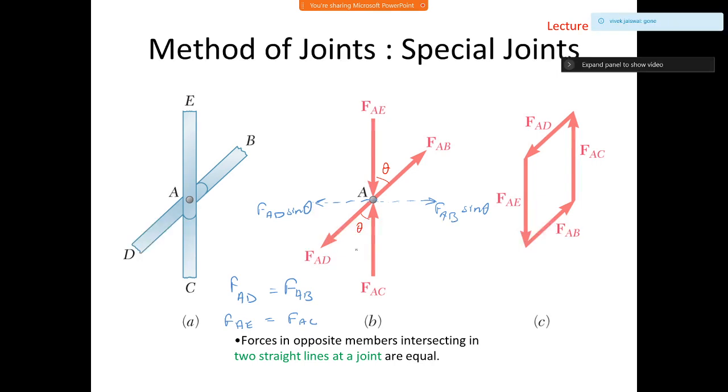Therefore, from this equilibrium of the pin we can say that forces in opposite members intersecting in two straight lines at a joint are equal, right? So if I have two straight lines and four members connecting at that point, then we can say that FAD will be equal to FAB, and FAC will be equal to FAE. So that is the one important conclusion of this special joint.